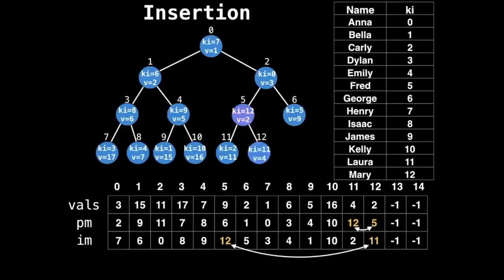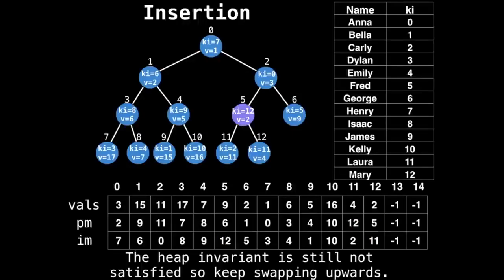To resolve this, we're going to swap the newly inserted value upwards until the heap invariant is satisfied. Swapping nodes, we need to update the position map and the inverse map by swapping the values of the two nodes we're exchanging. The values array does not need to be touched since it gets indexed by the key index value that we get from the map and not the node index per se. It turns out that the heap invariant is still not satisfied, so we need to keep swapping upwards.